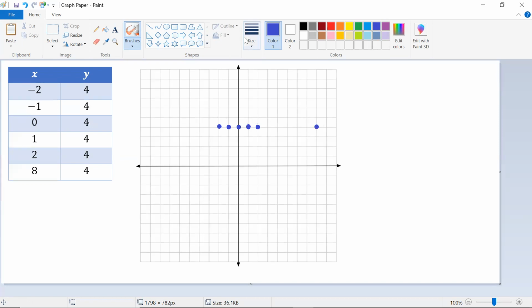And you can see in this case, what we end up getting is a horizontal line where every point on the line has y value of 4. So the graph of y equals 4 is a horizontal line.